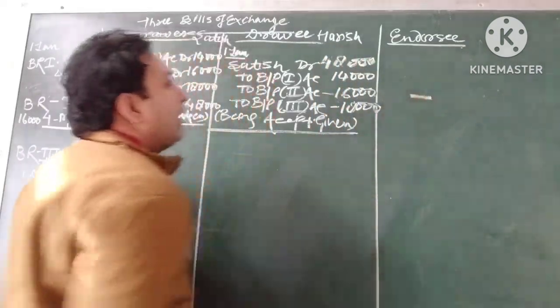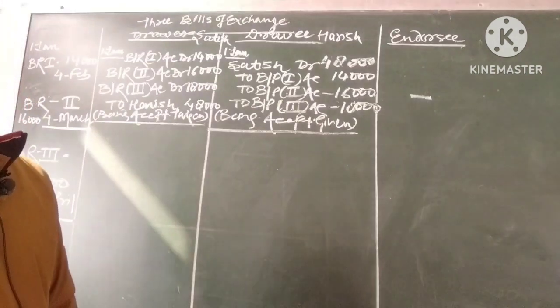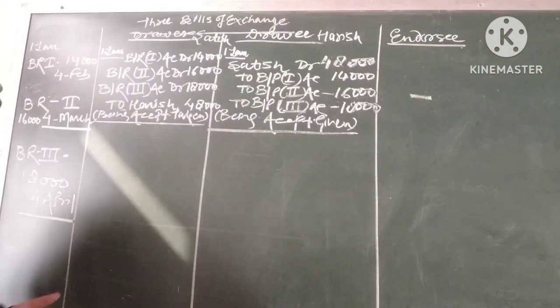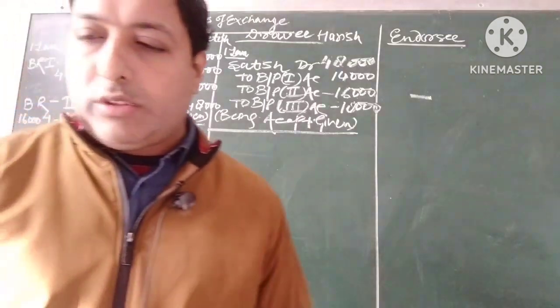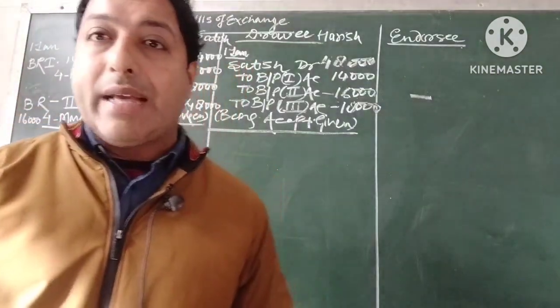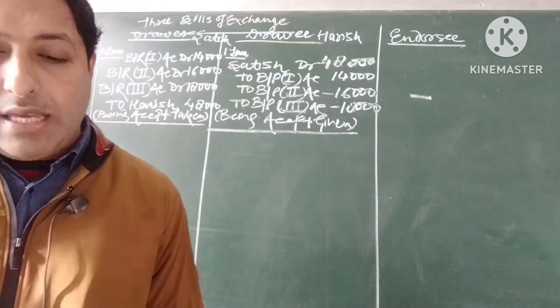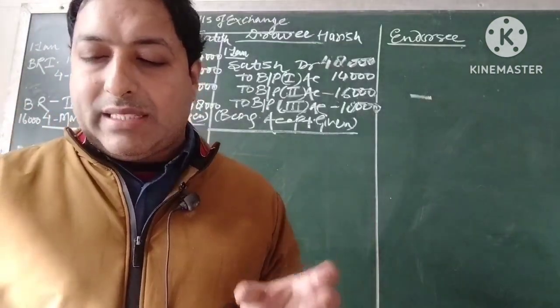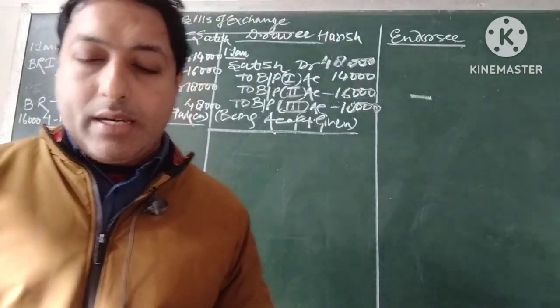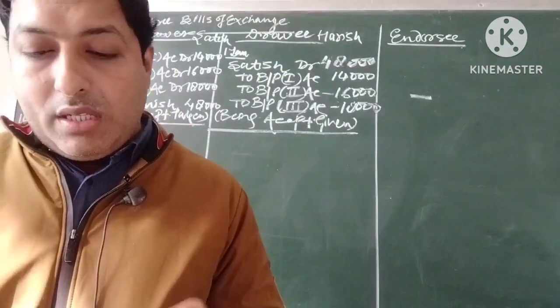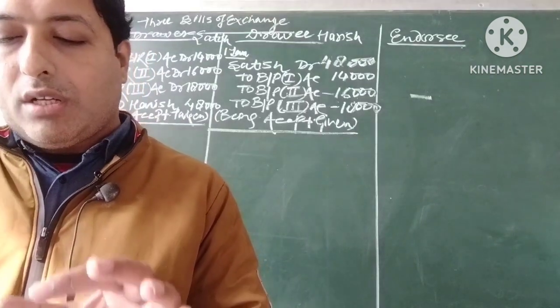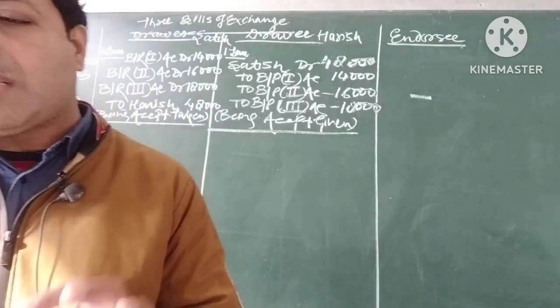There is no entry in the books of the endorsee, because bills receivable and bills payable are part of drawer and drawee. So see the next entry. What is the next entry in this question? The bills were duly accepted by Harish. Is it clear? Next, the first bill was endorsed by Satish to his creditor Rajneesh on 3rd Jan 2016.